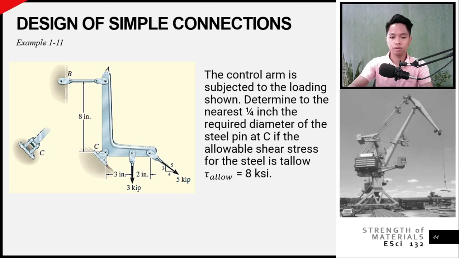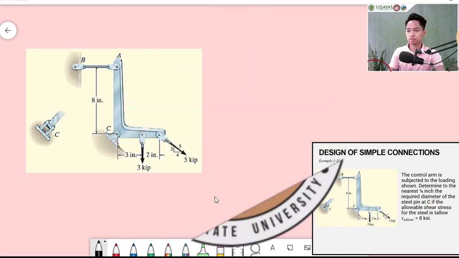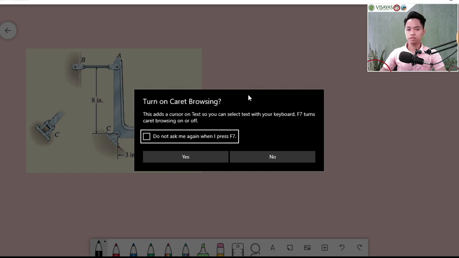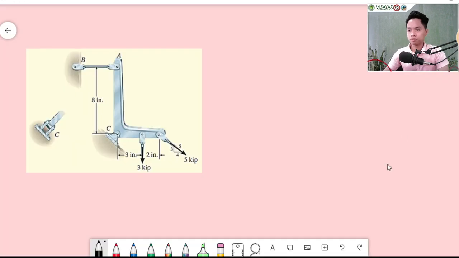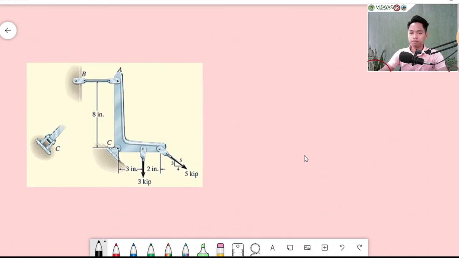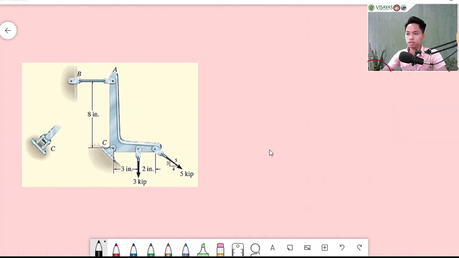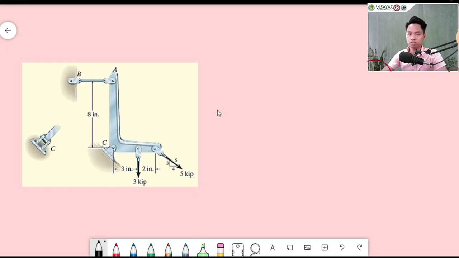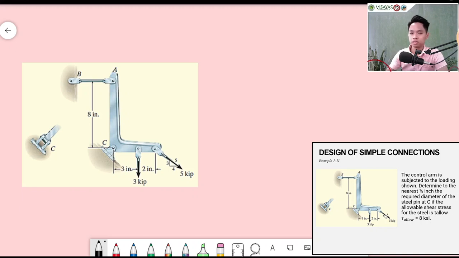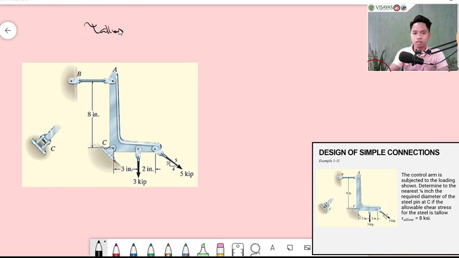Okay, so let's proceed now to our solution. Okay, so we have here your structure. Based on the question, we have a control arm. Okay, control arm. And let's just copy the given. We have your allowable shear, 8 KSI.